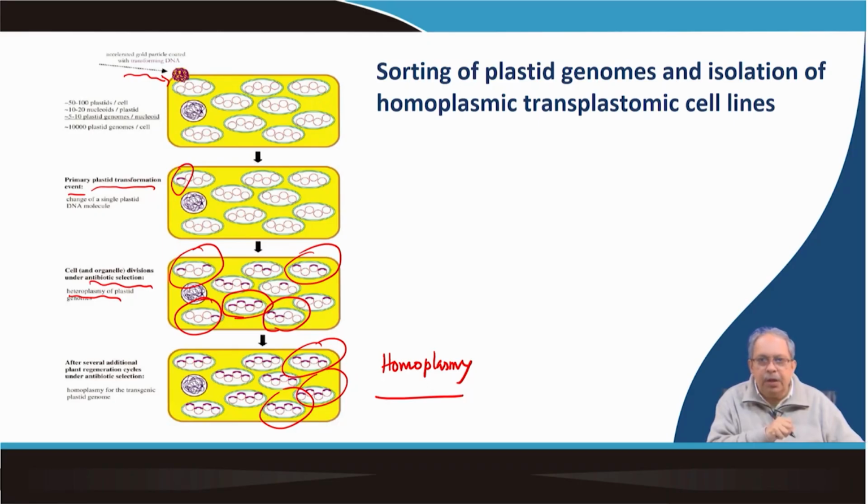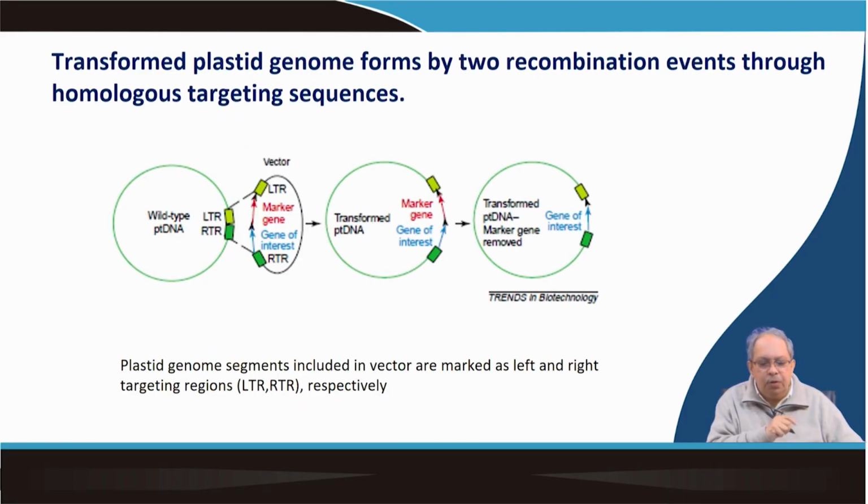So, this is the beauty of plastid transformation, and now we will talk about the vectors. Normally, what happens, as I said, is homologous recombination. So, there is a region of homology here. This is the plastid DNA, with the left and right targeting regions. Sometimes these inverted repeats are also there.